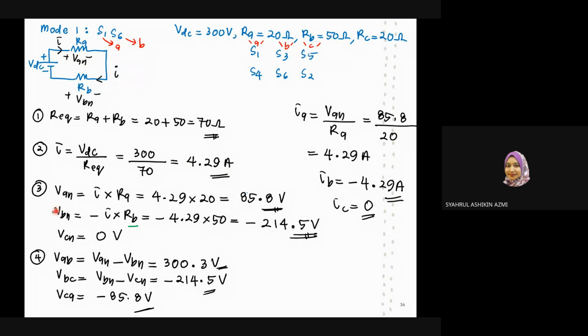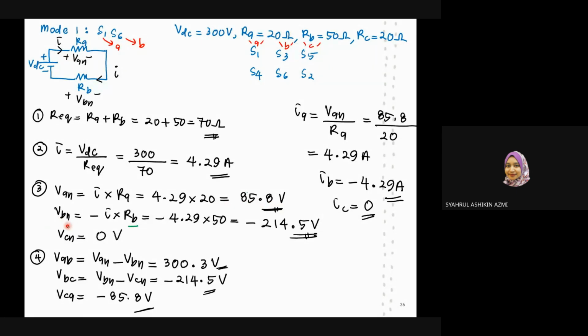In step number 3, where you need to find the phase voltage, your VAN, since it is connected to the positive terminal, the flow of current and voltage are the same, both heading in the same direction. So VAN equals I multiplied by RA. I from step 2 is 4.29, multiplied by RA, which is given in the question as 20 ohm. Substitute that, and your VAN is 85.8 volt.